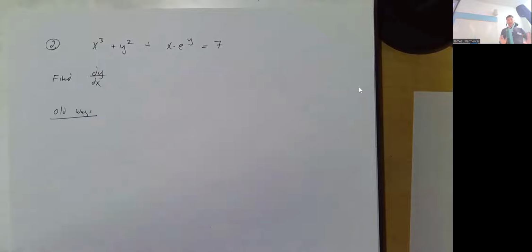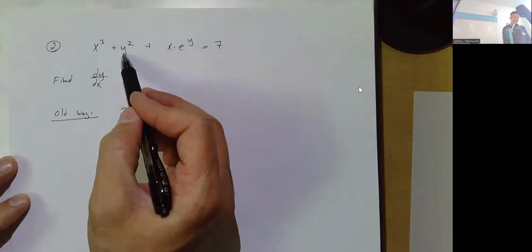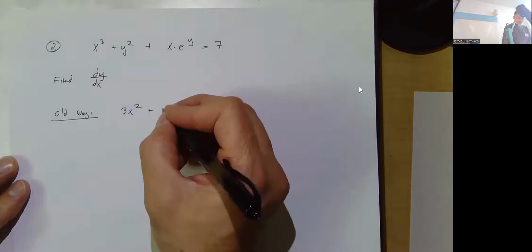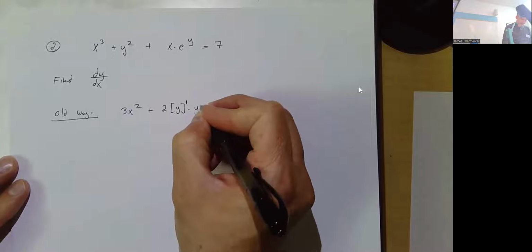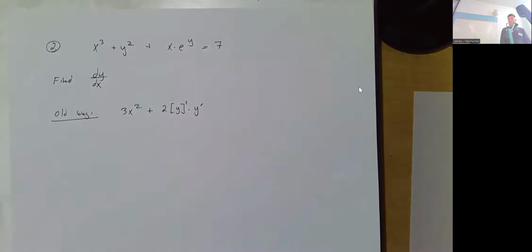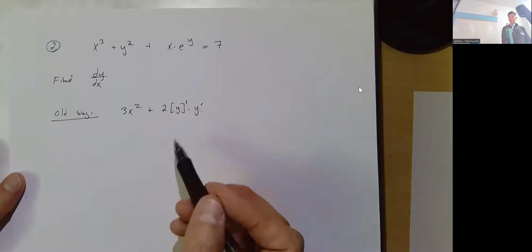So the derivative of x cubed. Now, we need to be careful here, right? It's not like we're taking the partial with respect to x. We're taking the derivative of everything with respect to x, and we're assuming that y is a function of x. So the derivative of x cubed is going to be 3x squared. The derivative of a function of x squared is going to be 2 times that function of x to the first times the derivative of that function of x. Chain rule. Or as I would say, if you've got some stuff squared, the derivative of some stuff squared is 2 times your stuff times the derivative of your stuff.